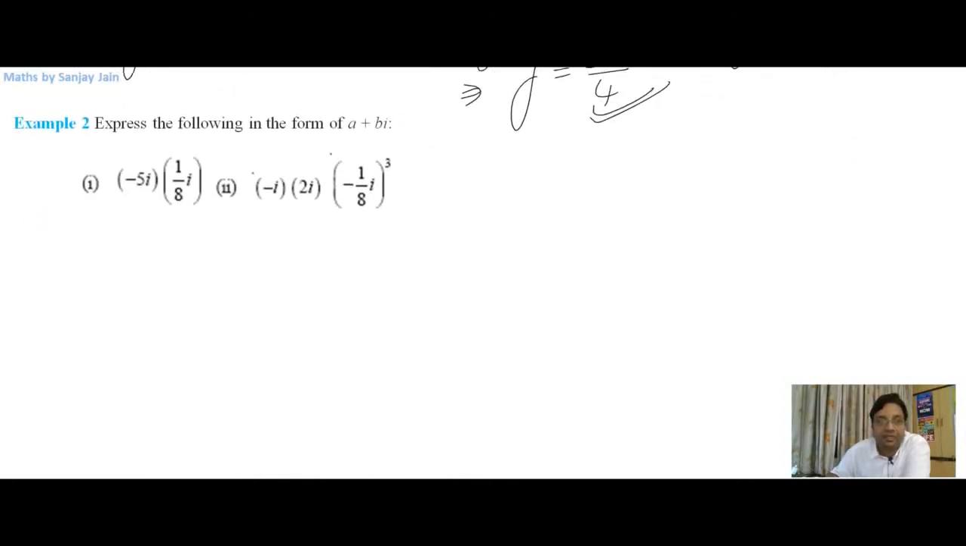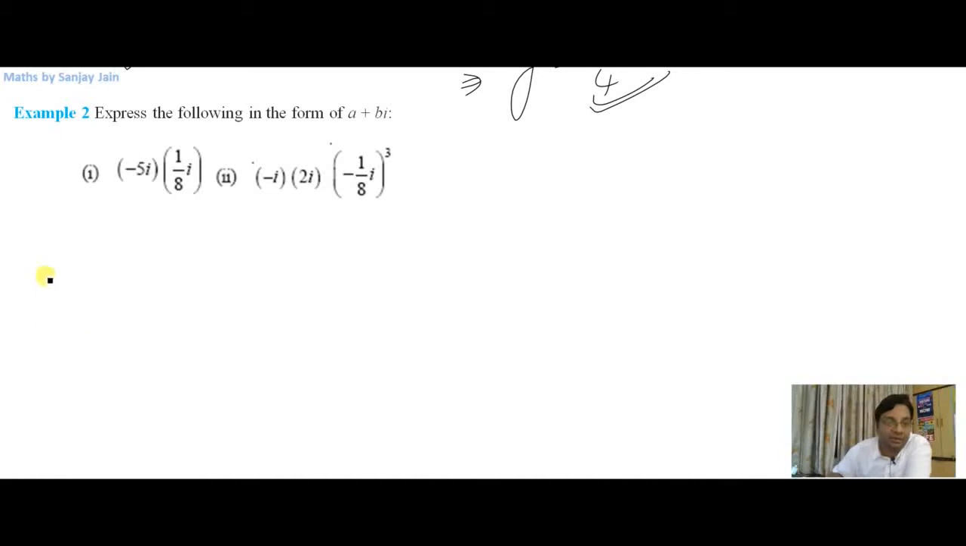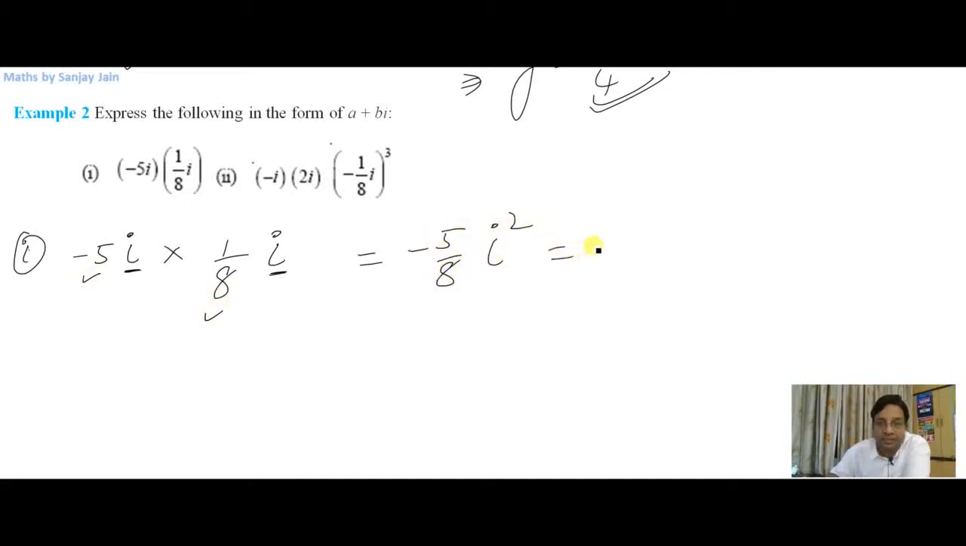Express the following in the form of a plus b iota. Let us try the first part here. So it is minus 5 iota into 1 upon 8 iota. Now we know iota will be multiplied with iota, so it will give me iota squared, which is minus 1. And rest of the numbers can be multiplied as it is. So minus 5 by 8 iota squared, that is minus 5 by 8 minus 1, which is 5 by 8.